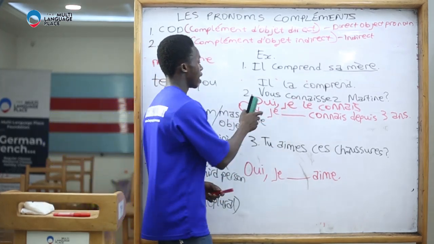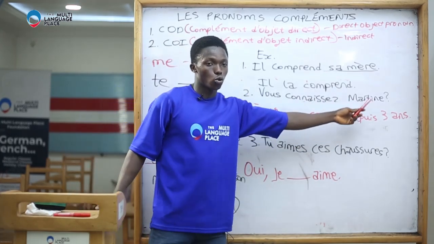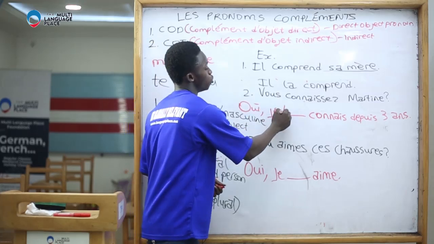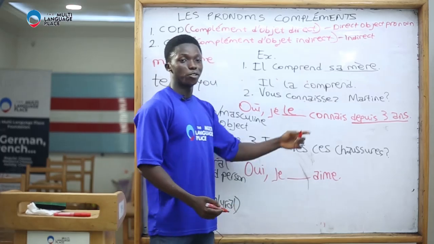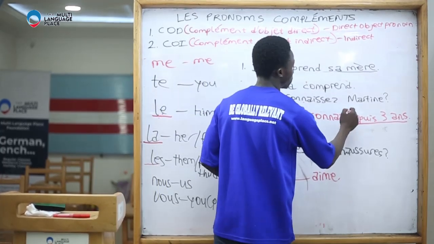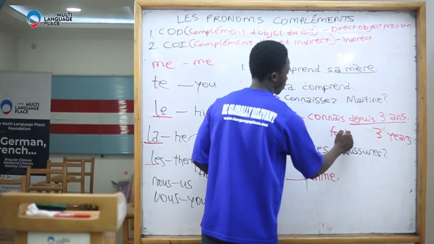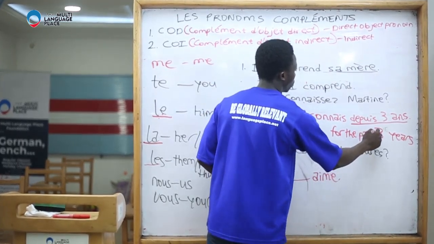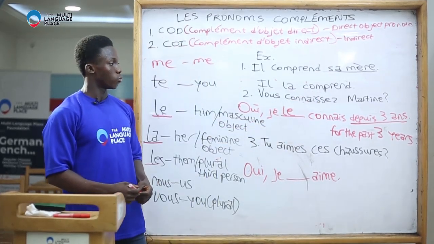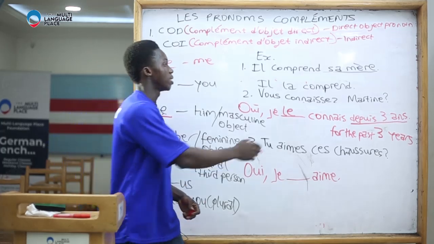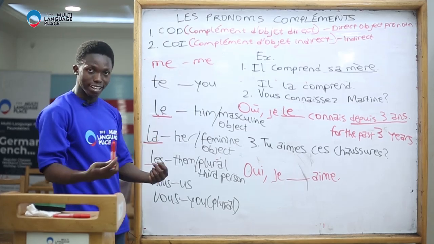Now, instead of saying that, I can also say, oui, je le connais depuis 3 ans. It's the same thing, it's just that we are making it more beautiful by adding depuis 3 ans, which means for the past 3 years, or since 3 years. The point is, Martin est masculin. So we replace him with le, direct object pronouns.